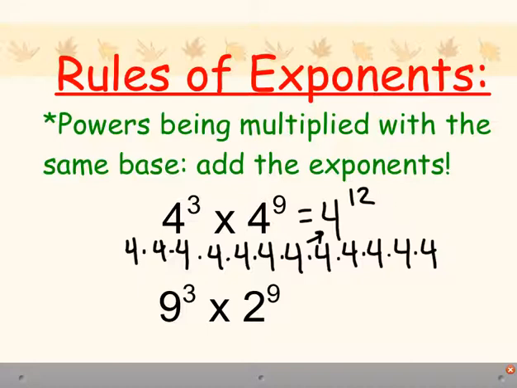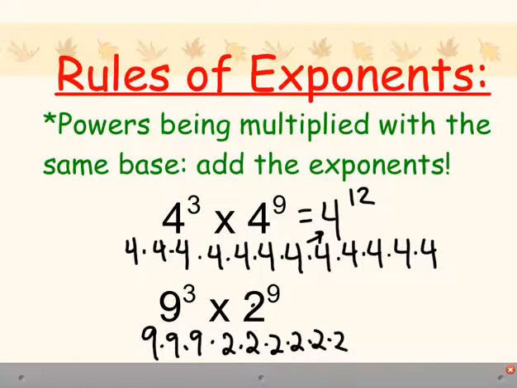For our second example, 9 to the third times 2 to the ninth, it might be easy to say, oh, this is 18 to the 12th. But in this case, we don't have the same base. 9 is not the same as 2, so we couldn't say 9 times 9 times 9 times 2 times 2 times 2 times 2 times 2, all of these 2's. We couldn't simplify this any more than it already is. We could multiply the numbers together, of course, and get one big number, but we can't make it any simpler with exponents. They don't have the same base, so we are not allowed to add the exponents.